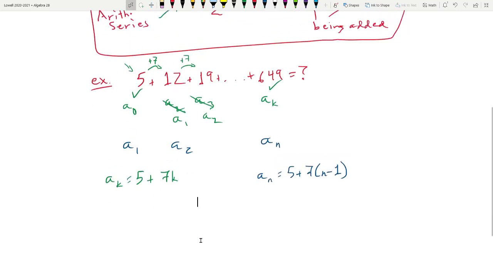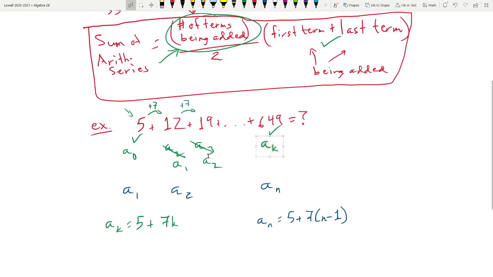Okay. Now I need to know what term in the list this actually ends up being. So we're going to solve this. I'm going to plug in 649. I'll do it on this side now. 649 is equal to 5 plus 7 times (n minus 1). I won't go through all the steps here. I'll just set them both up and solve them on the side for time's sake. So take a second and solve this.